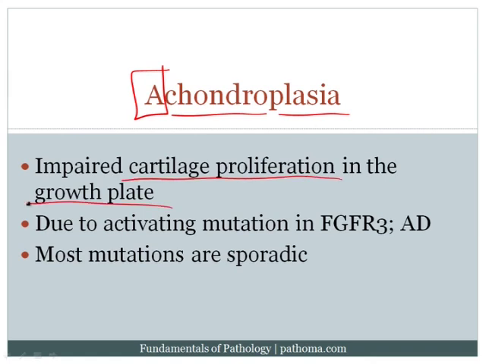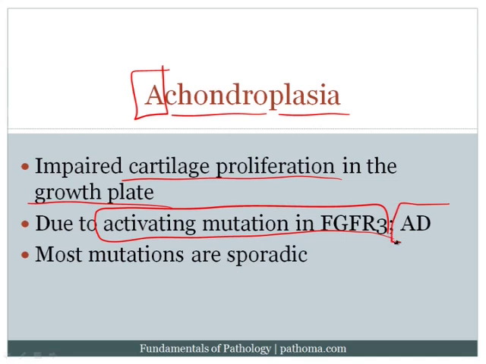It's due to an activating mutation in fibroblast growth factor receptor 3. Very high yield. Board examiners like to go after this. You need to know that it is an activating mutation, and you need to know that the mutation is in fibroblast growth factor receptor 3. Now what happens here is that you get this receptor turned on because of the mutation, and when you turn the receptor on, that inhibits the growth of the cartilage.